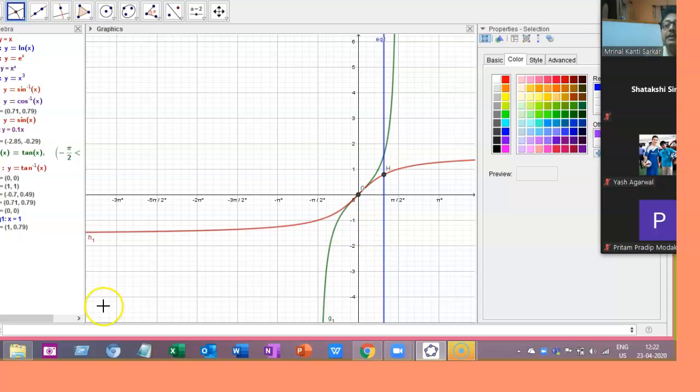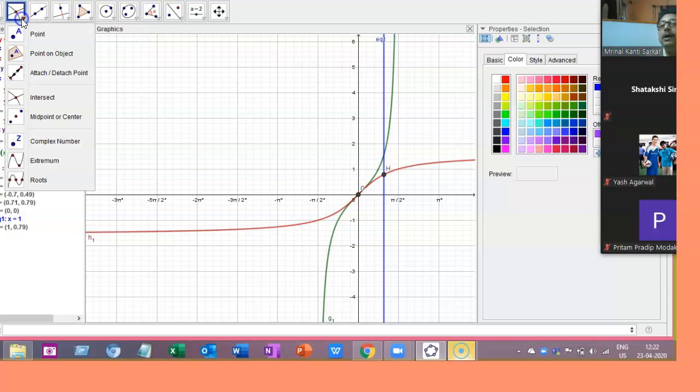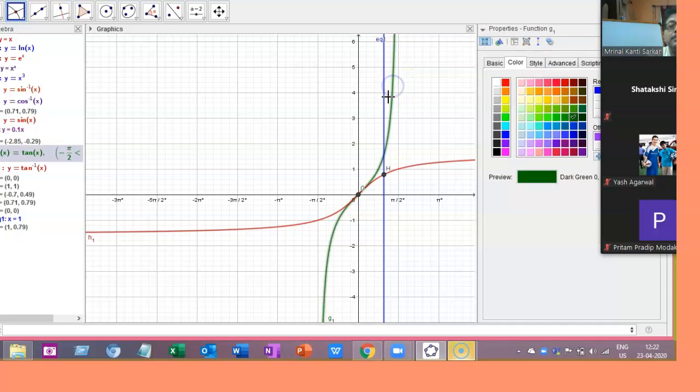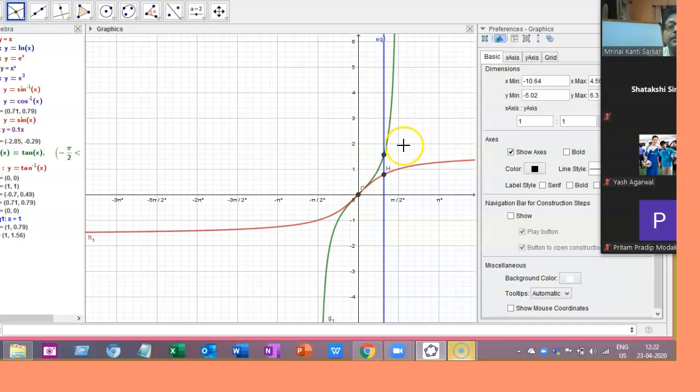But I want to check it mathematically. I am taking the point of intersection again, intersecting these two curves. This point of intersection is now showing 1, 1.56. So the point H has y coordinate 0.79 and the point I has y coordinate 1.56. Which one is larger? 1.56 is greater than 0.79. So your answer is going to be that tan 1 is greater than tan inverse 1. Okay. Thank you all.